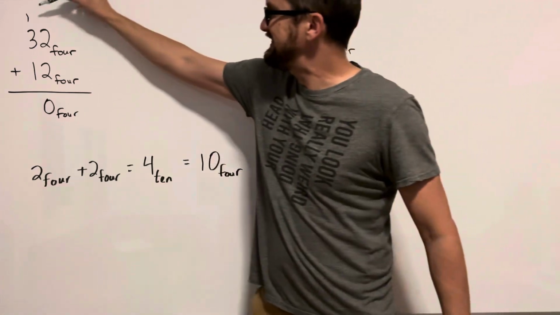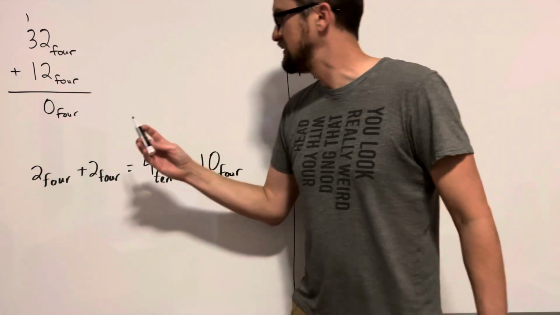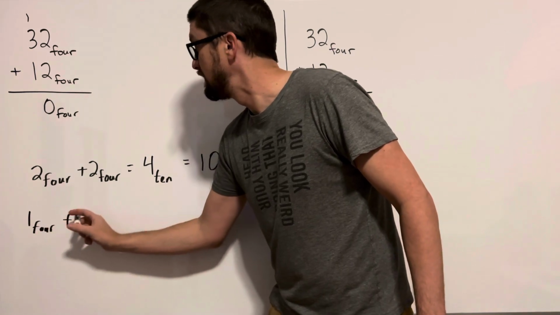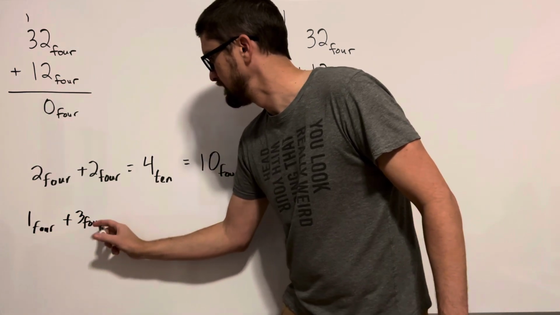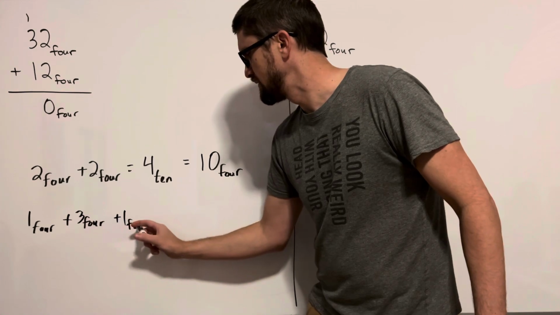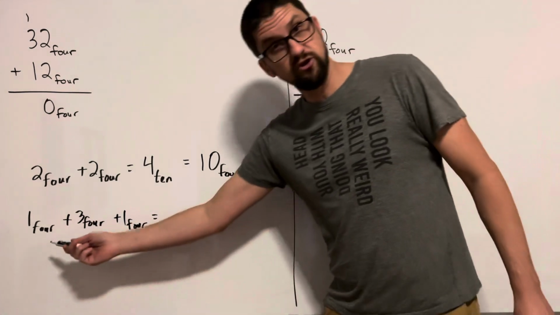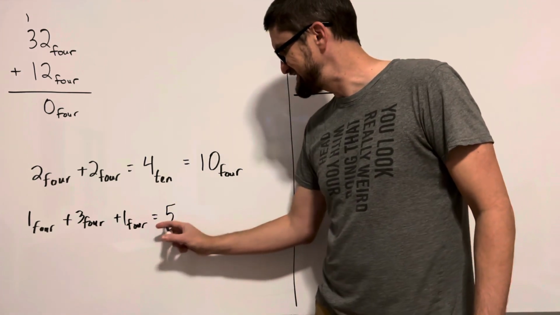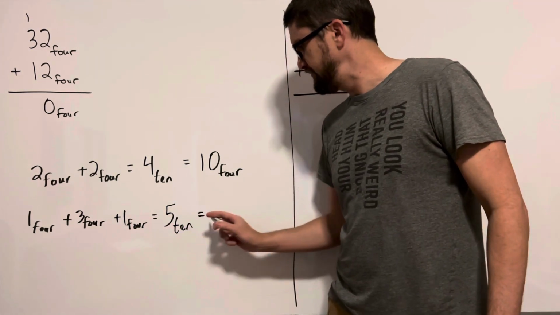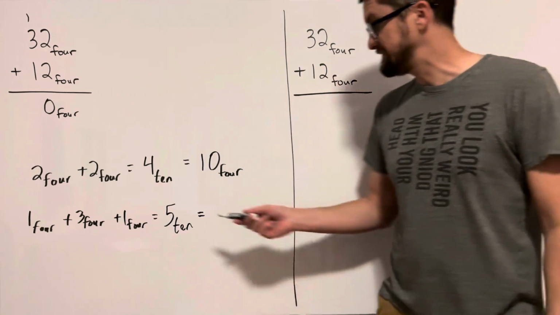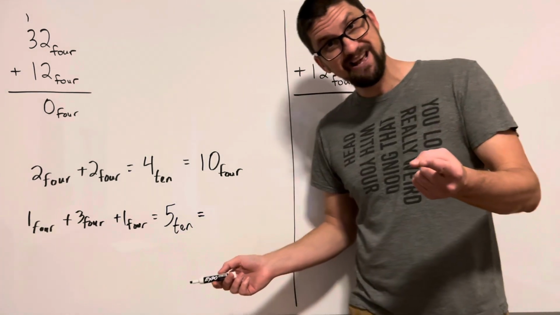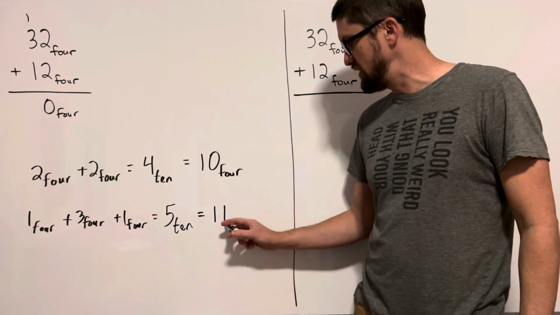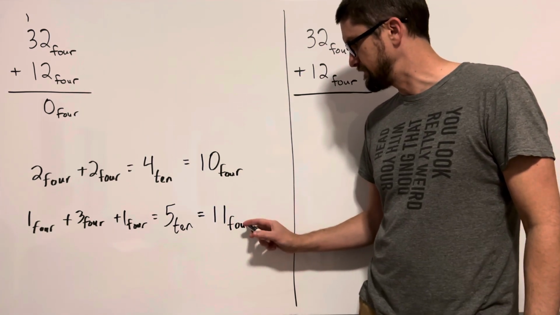Now you're going to add the 1, 3, and 1 together in base 4. So these are all in the ones place. So 1, 3, and 1 make 5 base 10. But if you convert that to base 4, 5 has 1 group of 4 in it and 1 group of 1 in it. So this is the same thing as 1, 1 base 4.